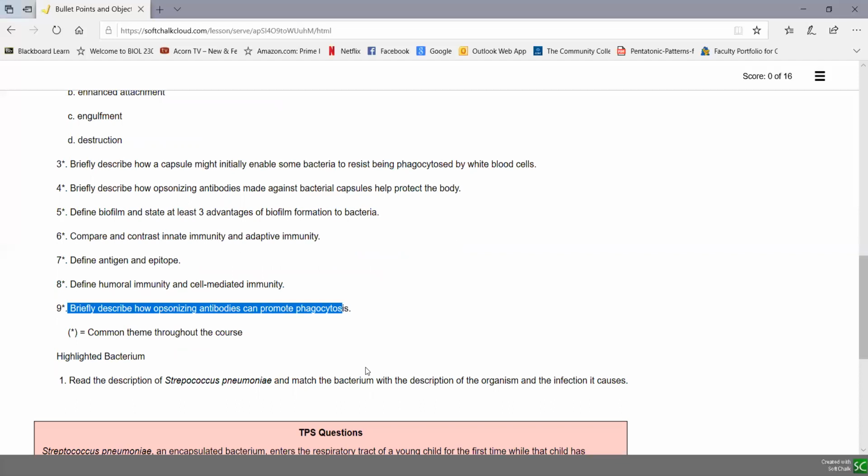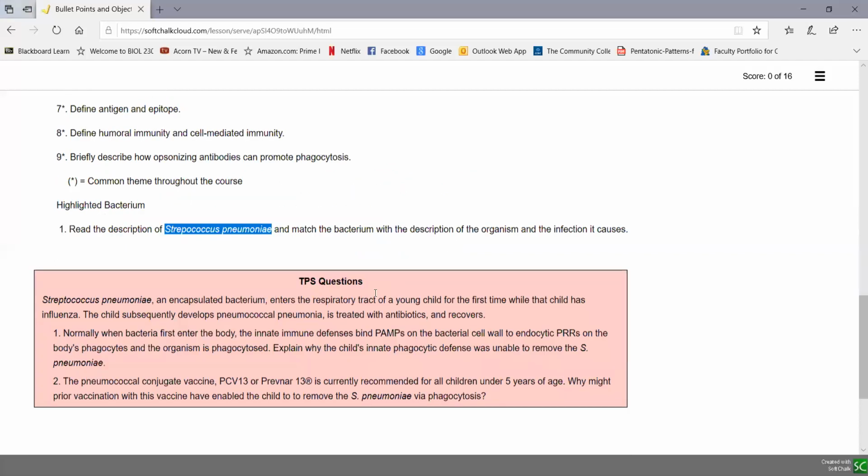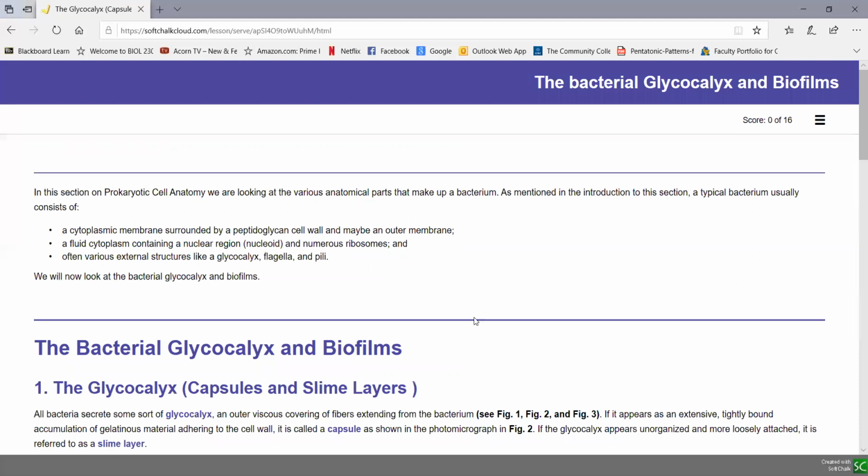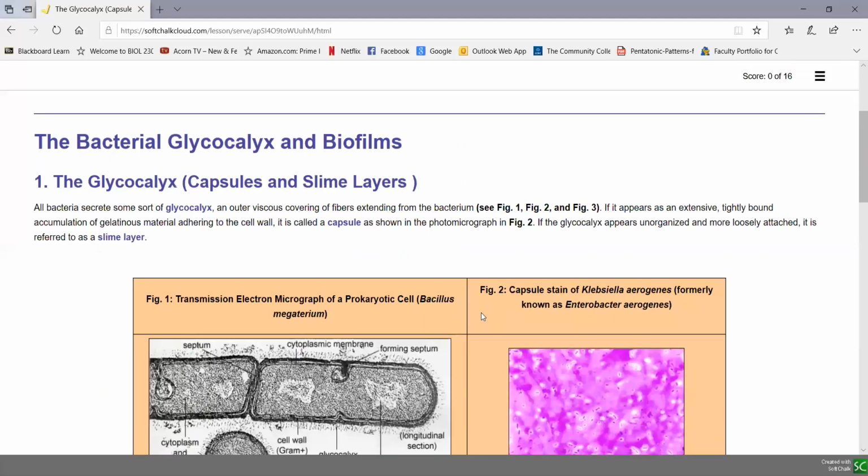And we have one highlighted bacterium in this SoftChalk lesson, Streptococcus pneumoniae. So let's start out by looking at the bacterial glycocalyx.